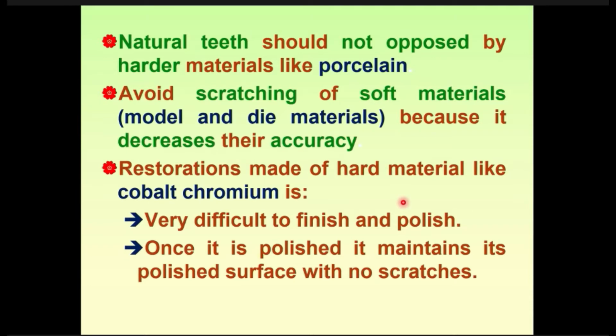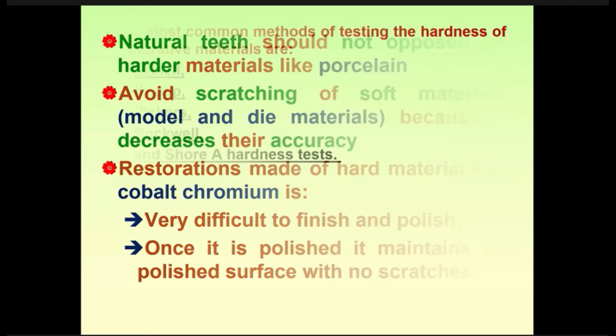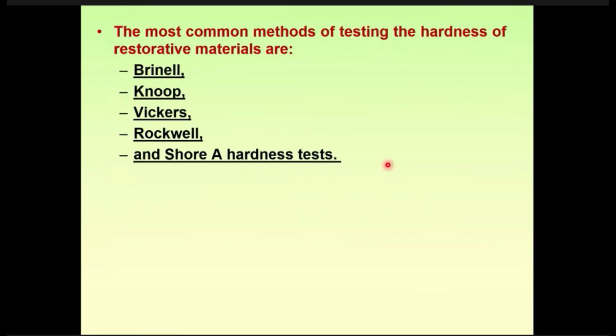Now the question arises, simply saying this is a hard material, this is a soft material is not enough. We have to have some quantitative criteria to measure the hardness. We should know the hardness quantitatively with numbers, like this is hard material or what is hardness of this material. So we have various techniques or various methods to measure the hardness of dental materials.